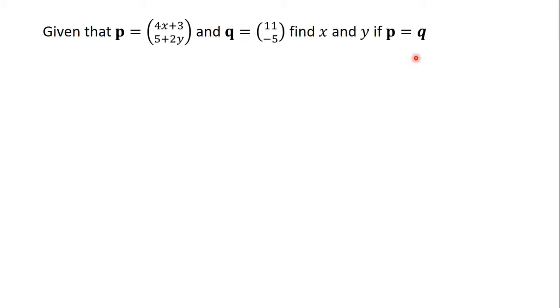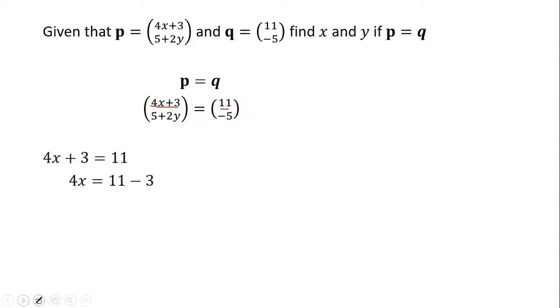Let's take the second question. 4x plus 3, 5 plus 2y for p, and for q, we have 11, minus 5. And p is equal to q. Now, if p is equal to q, we can say that 4x plus 3, 5 plus 2y, which is vector p, is equal to 11, minus 5, which is vector q. So from here, we know that this x component here is equal to this x component here. So we can say that 4x plus 3 is equal to 11.